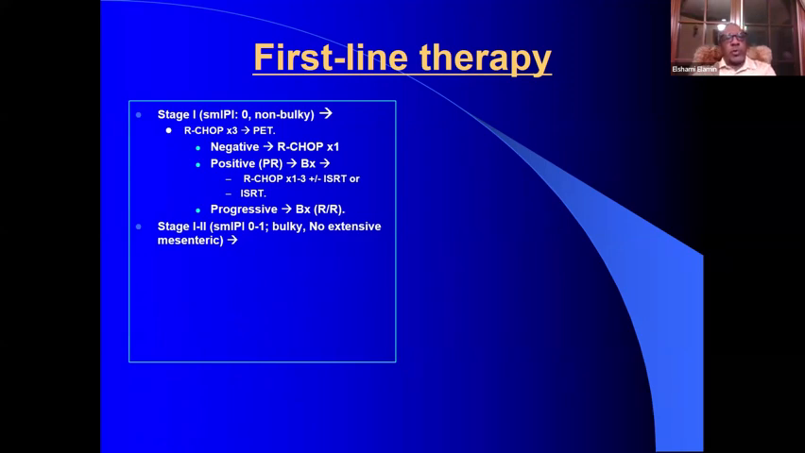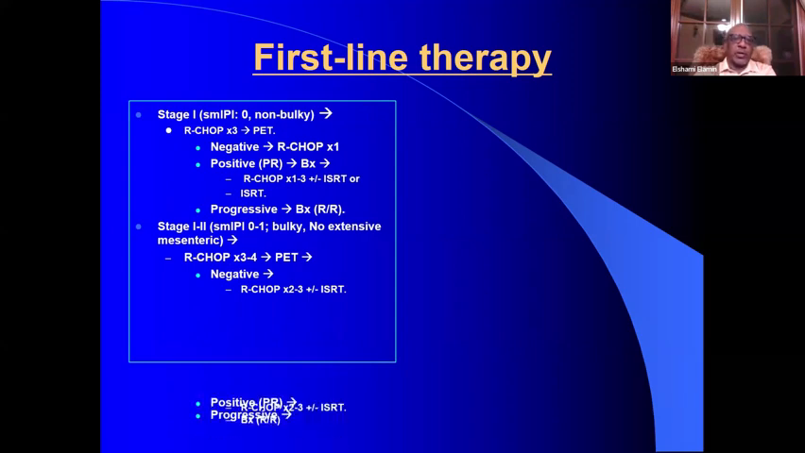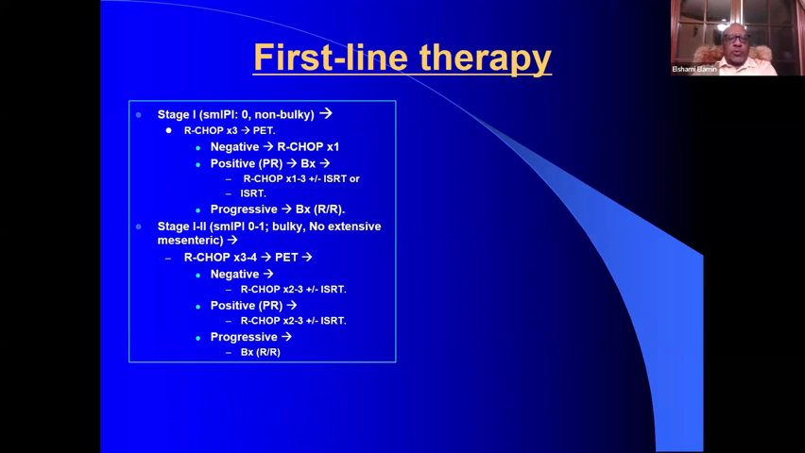On the other hand, for stage 1 or 2 with the stage-modified IPI from 1 to 2, but bulky and no extensive mesenteric disease, those patients you give 3 to 4 cycles of R-CHOP and do your PET scan. If negative, you give 2 to 3 more. Basically, try to make it a total of 6 cycles, with or without radiation to the bulky area. Of course, if this is partial response, you still give the same R-CHOP to make a total of 6. But if progressive, you call it refractory, and that's a totally different area of treatment.